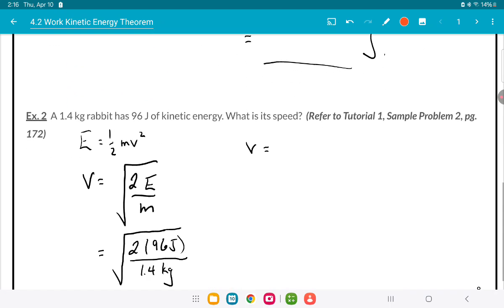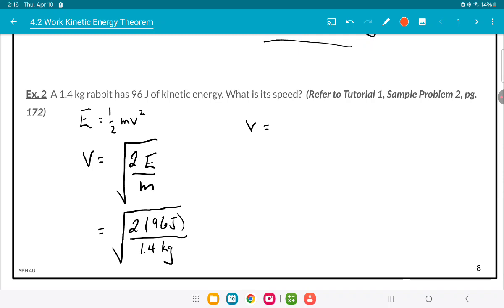For example 2, we have a 1.4 kilogram rabbit, has 96 joules of kinetic energy. What is its speed? And so again, we state our equation, but now we're going to rearrange and solve for velocity. So I multiply both sides by 2, and then divide both sides by m, and then square root both sides, and that's how I get this version of the formula. And then I just sub my values in and solve for velocity, and I'll leave that for you to pause the video and try it there.